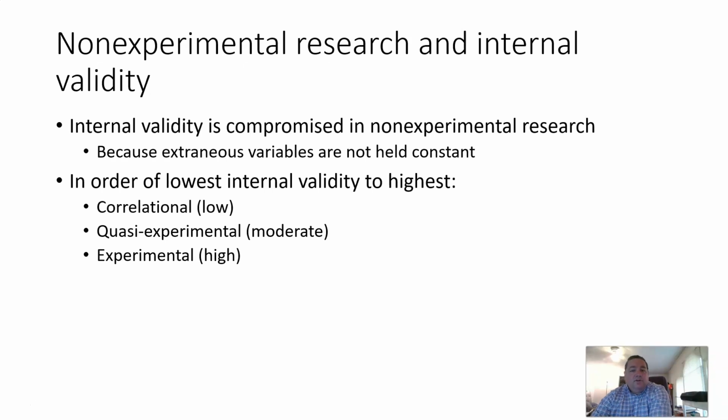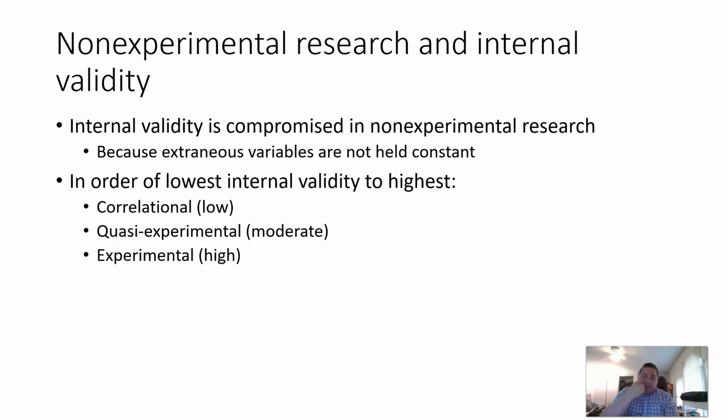So non-experimental research and internal validity. Internal validity is compromised because in non-experimental research, extraneous variables are not held constant. And so it lacks a degree of internal validity. In order of lowest internal validity to the highest, we have correlational, which is the lowest. And if you look at it, there's all kinds of correlational information that leads to false or non-attributable outcomes.